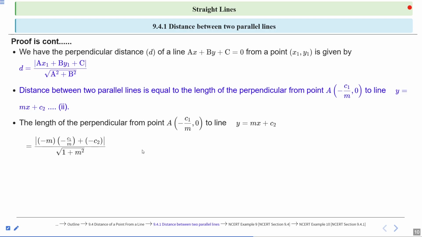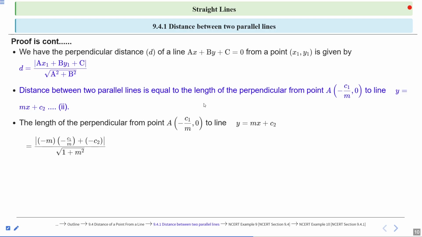Okay, simply we used here this formula d equal to modulus of ax1 plus by1 plus c divided over square root of a square plus b square. Okay, so if we compare this line y equal to mx plus c2 with the general equation of the line ax plus by plus c equal to 0, then you will obtain here the coefficient of x is basically m and the coefficient of y will be minus 1. Okay, and the constant term here is c2.